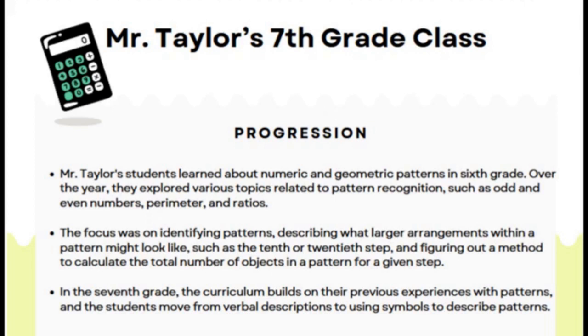Mr. Taylor's students learned about numeric and geometric patterns in 6th grade. Over the year, they explored various topics related to pattern recognition, such as odd and even numbers, perimeter, and ratios. The focus was on identifying patterns, describing what larger arrangements within a pattern might look like, such as the 10th or 20th step, and figuring out a method to calculate the total number of objects in a pattern for a given step. In the 7th grade, the curriculum builds on their previous experience with patterns, and the students move from verbal descriptions to using symbols to describe patterns.